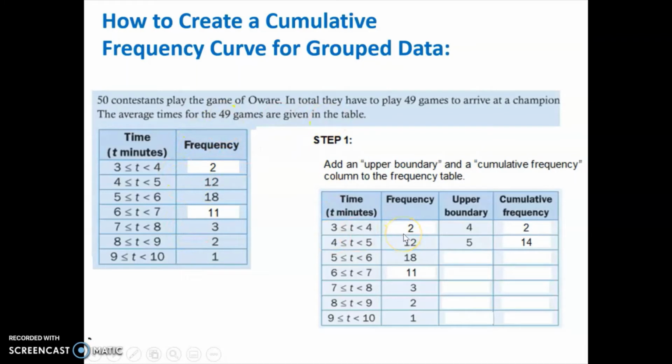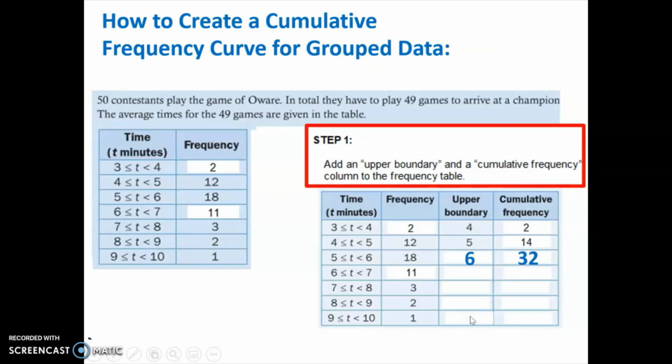Now, to create the cumulative frequency, we're going to keep moving along in this table here. Here's our frequency numbers. Here's where we're going to use our upper boundary. So we're not using the middle value, like I said, but we're going to use the upper boundary. So to do cumulative frequency, rather than using the middle, we use the upper. The upper boundary here is 4. The upper boundary here is 5. What would be the values here? Well, clearly those are going to be 6, 7, 8, and so on.